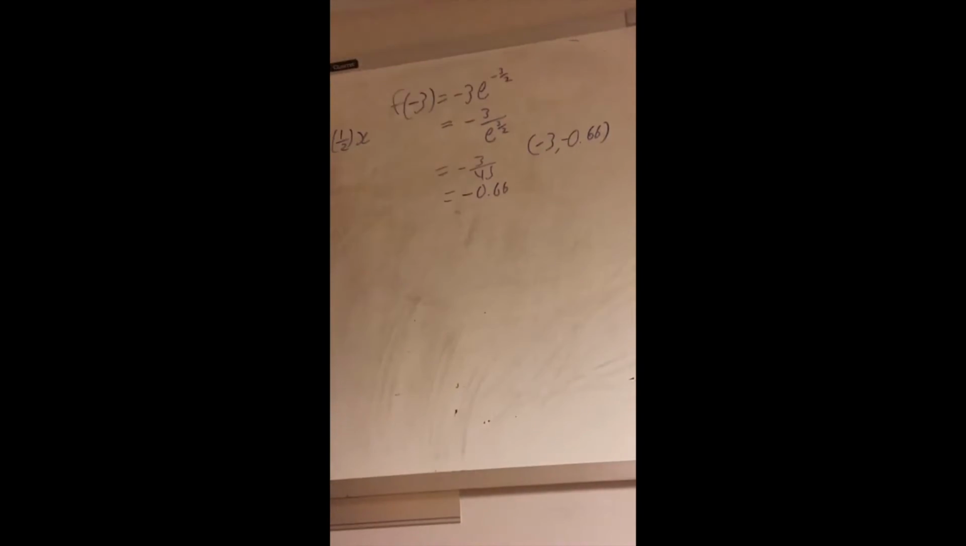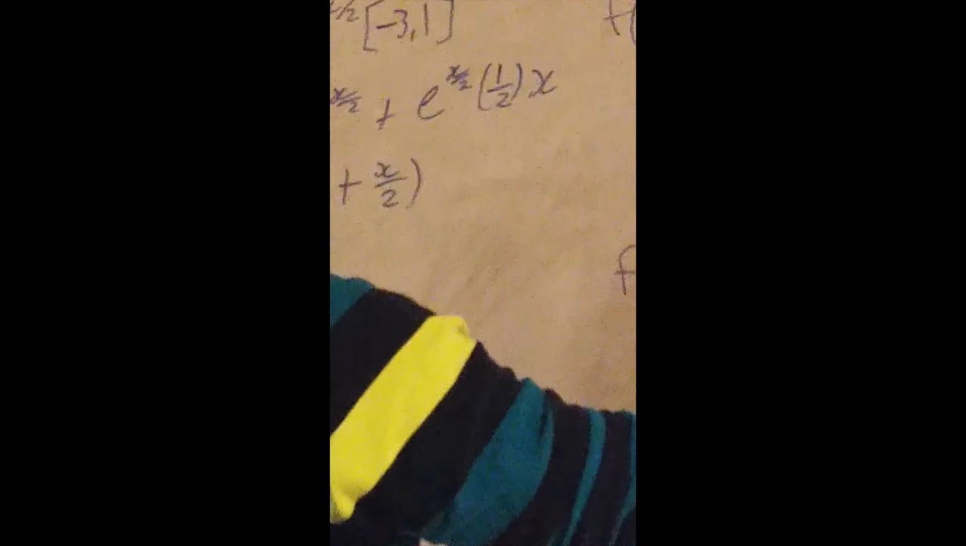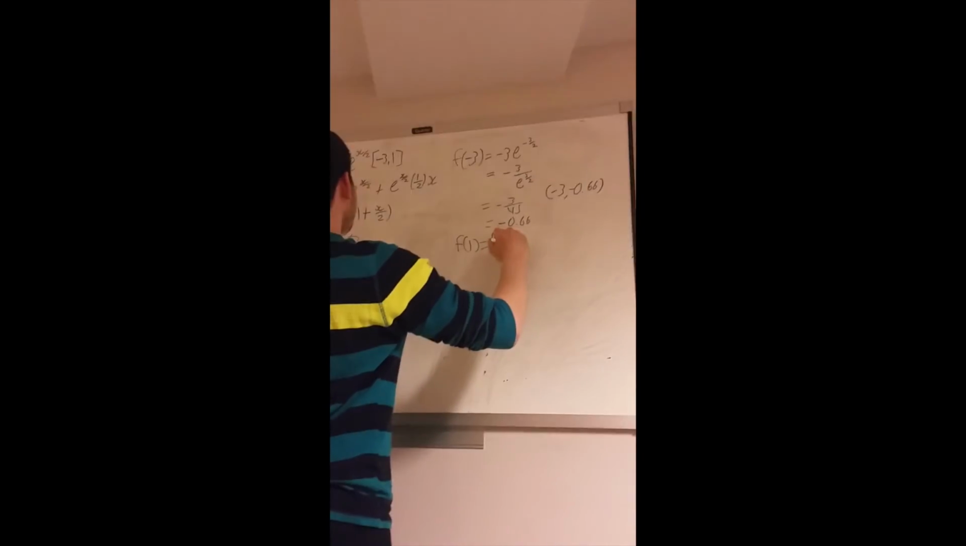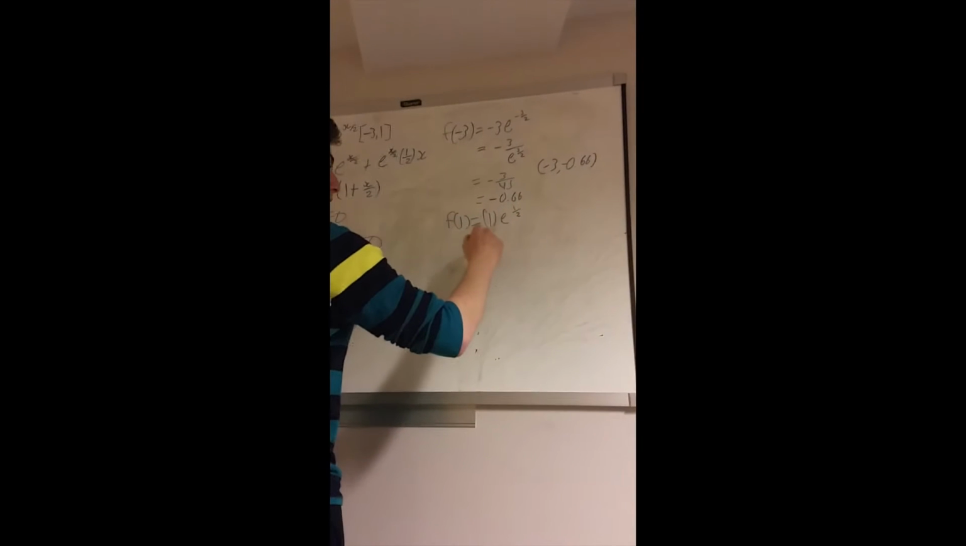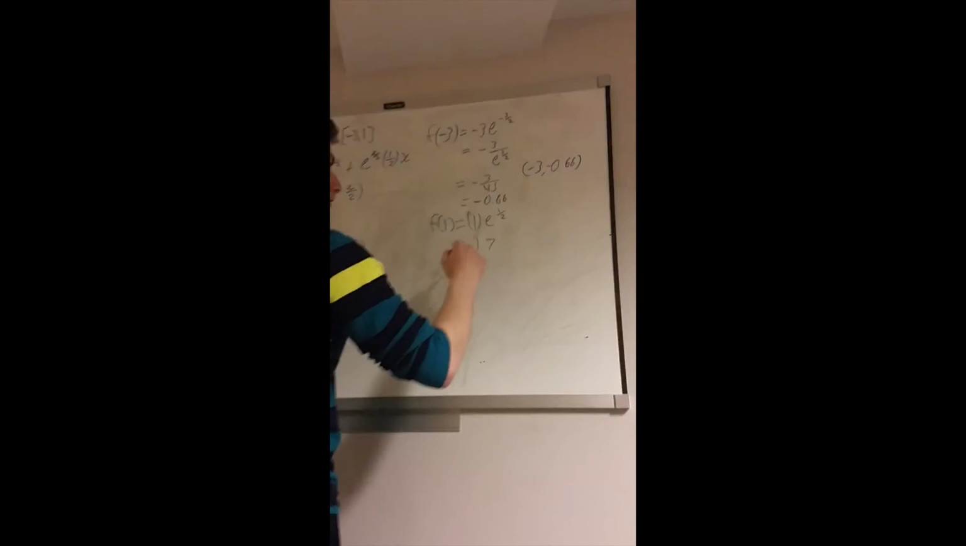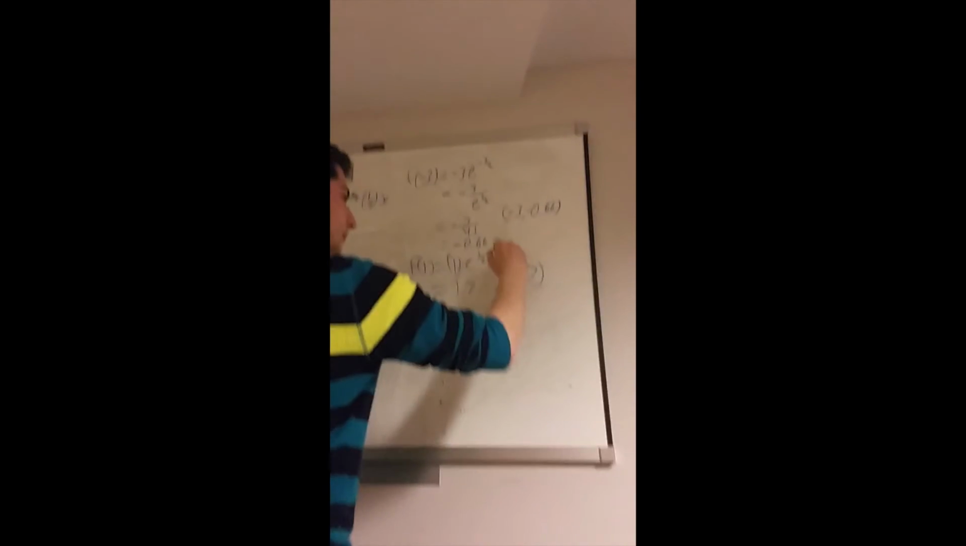So next one we're going to do is plug in 1. So we have f of 1, which is equal to 1 times e to the 1/2. All right, so this is approximately 1.7. So the point here is 1 and 1.7.